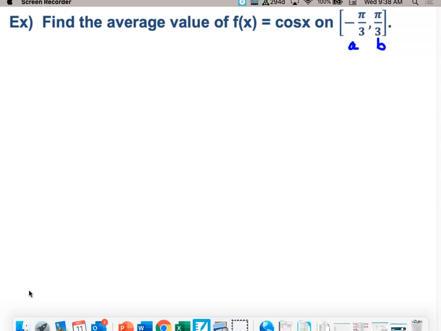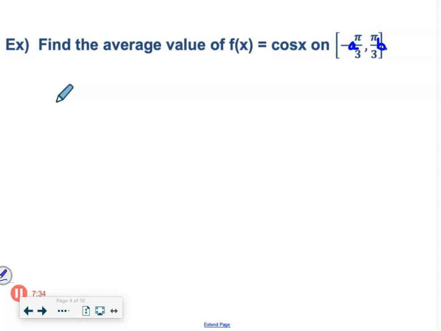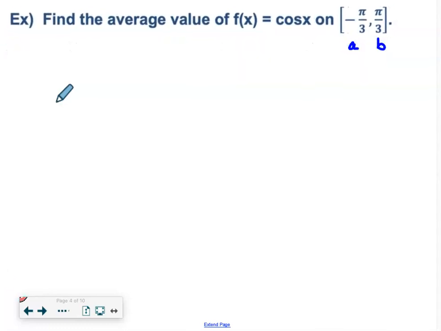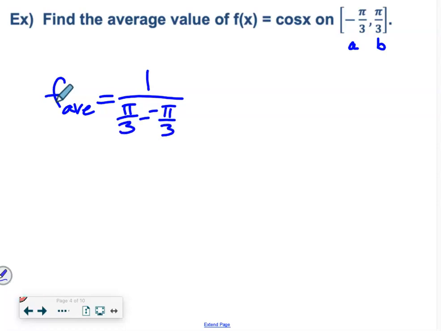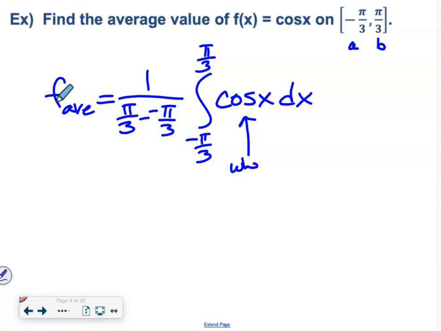Okay, average value of cosine x from negative pi thirds to pi thirds. So our f sub ab would be 1 over pi thirds minus negative pi thirds times the integral from negative pi thirds to pi thirds of whatever we want the average of. Whatever goes here is what we want the average of, the function that goes there. Whatever you want the average of becomes your integrand.